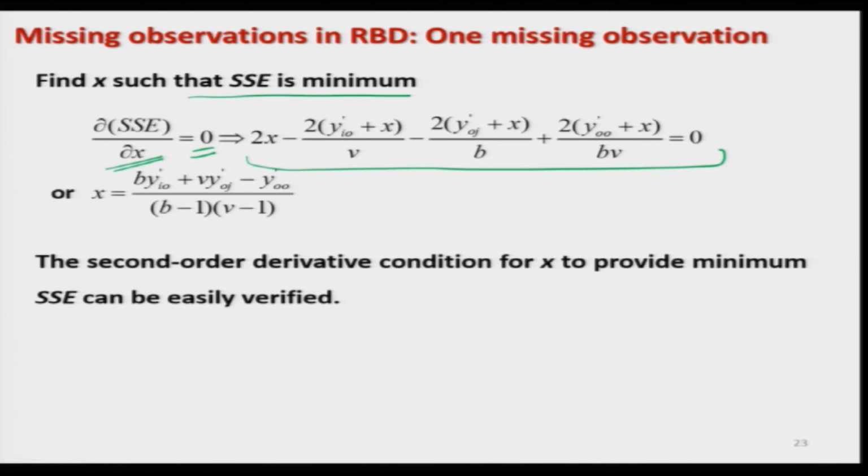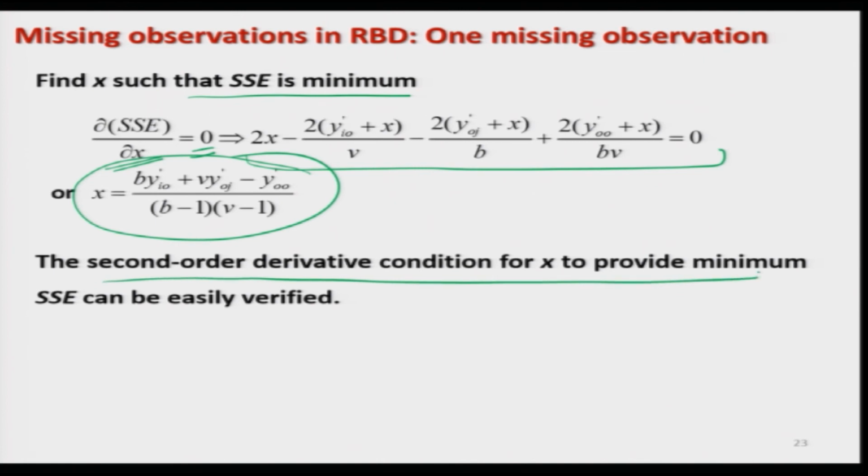And do you expect that I should show you how to solve this equation? Certainly not. If you try to solve it here, this value will come out to be x. Now everything in this term is known to you, so you can substitute the value of x in the data, and then you can conduct your analysis of variance. Well, in this case also you need to verify the second order derivative condition for x to provide the minimum SSE, and that is very easy. If you do it, that will assure that this chosen value of x is going to minimize the sum of squares due to error, right.